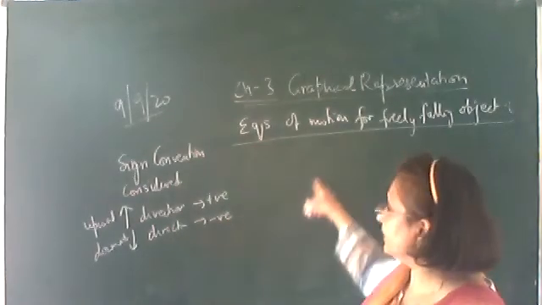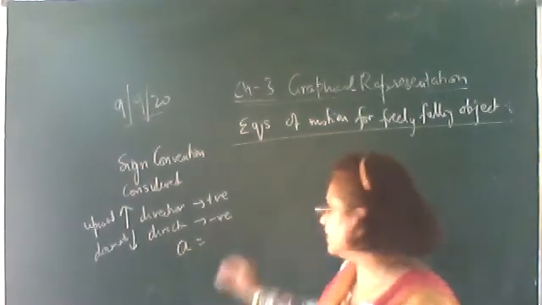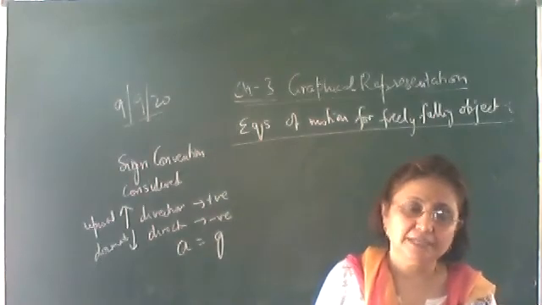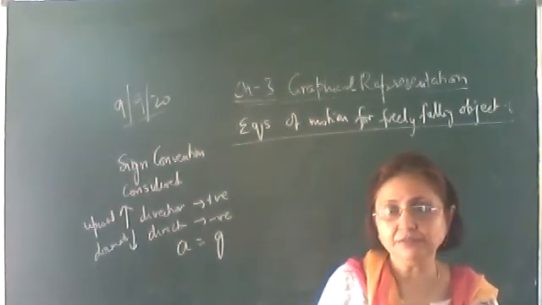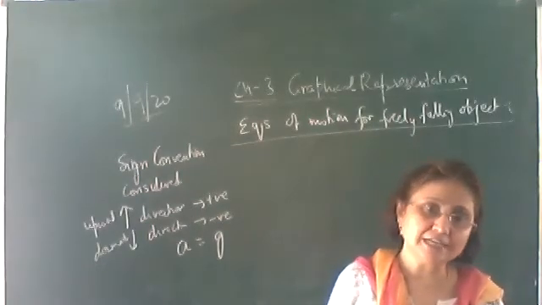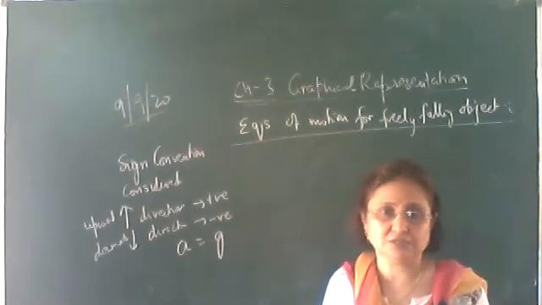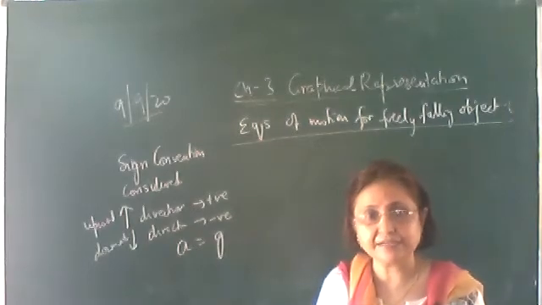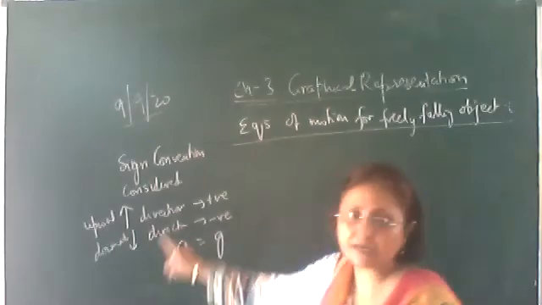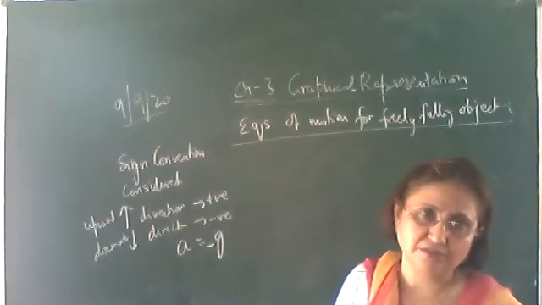When a body is freely falling, the acceleration is acceleration due to gravity. Will it be positive or negative? The acceleration due to gravity is a vector quantity. It has got some magnitude, 9.8 meter per second square, and it has got a direction also. What is the direction? Direction is vertically downwards. Acceleration due to gravity is always acting in the downward direction. So according to this sign convention, we will take the acceleration due to gravity to be minus g.